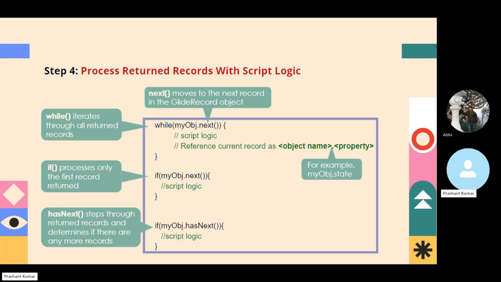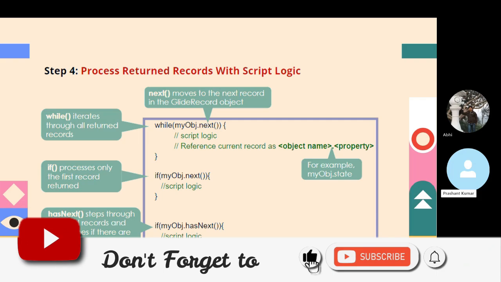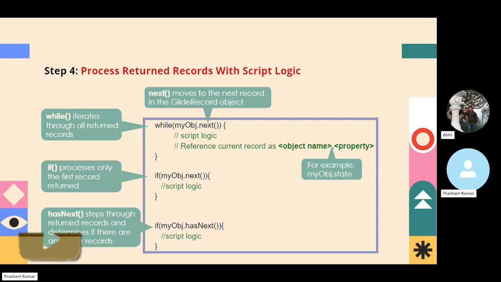And we have the hasNext method in ServiceNow. This is one of the ServiceNow inside methods. It will go through the returned records and determine if there are any more records. hasNext means it will check whether we have multiple records or not within that specific table with the specific conditions. So it will just verify whether we have more data or not inside our table.